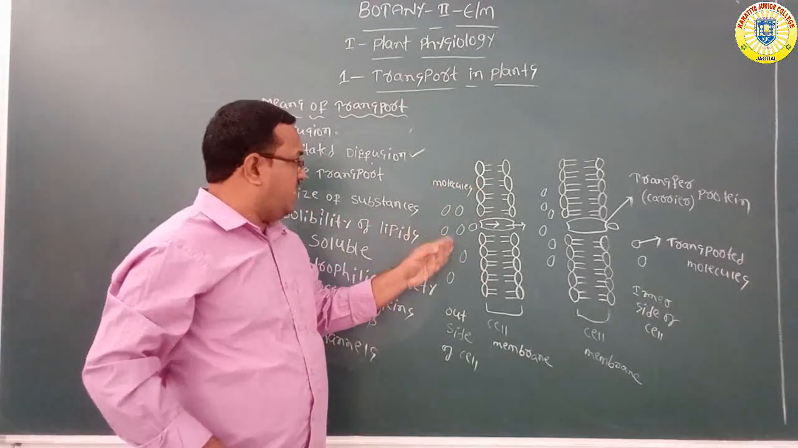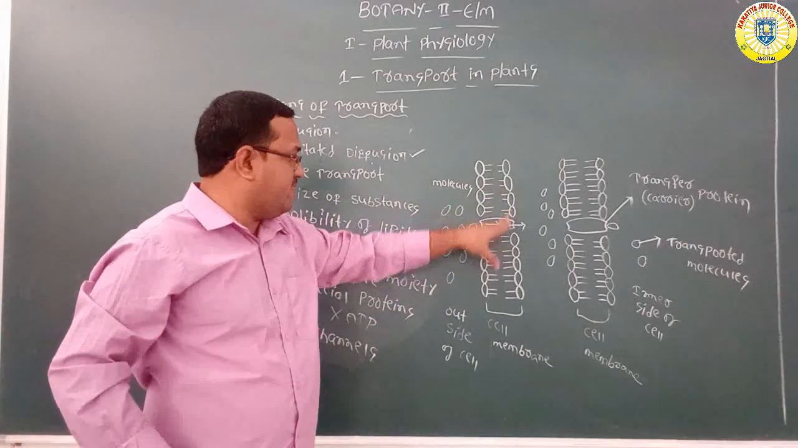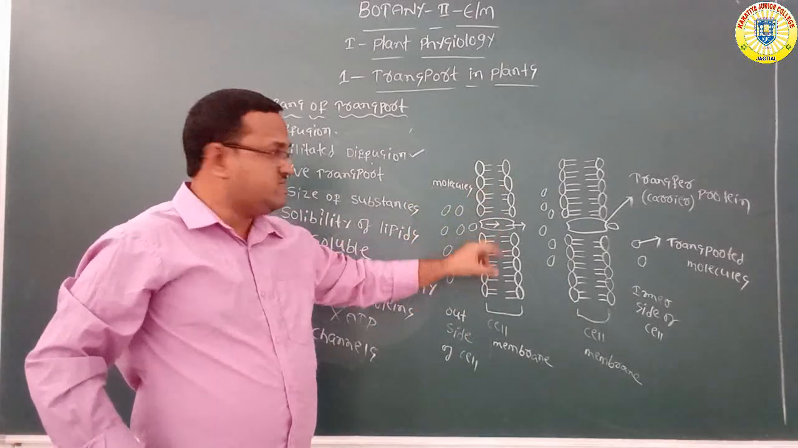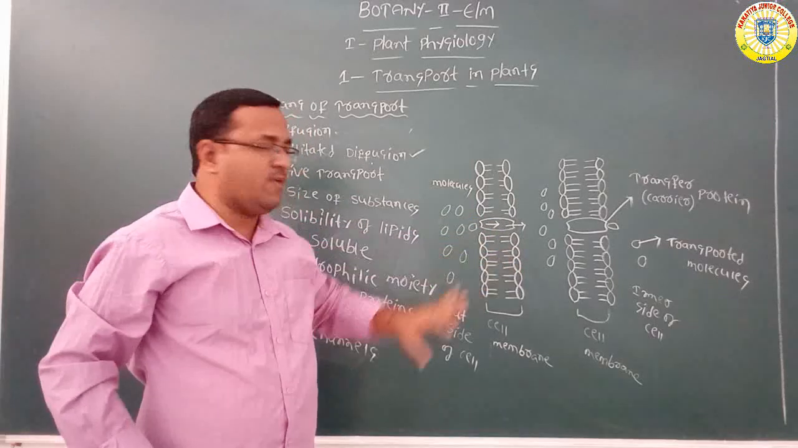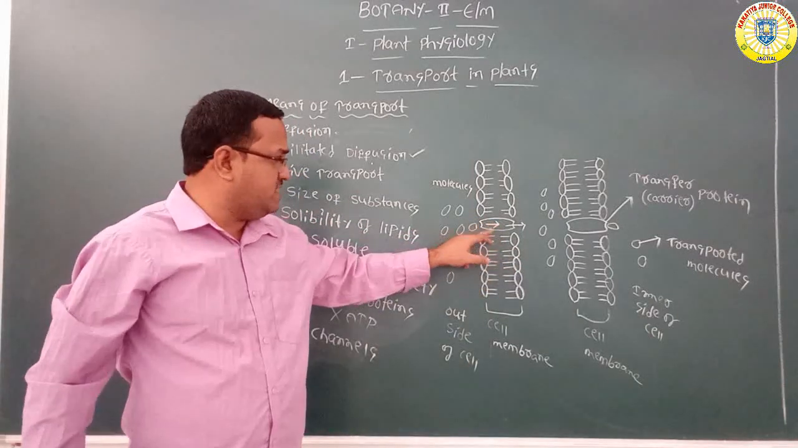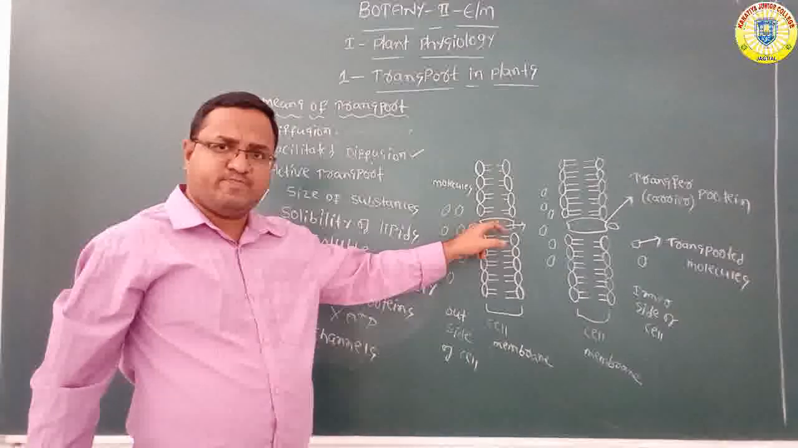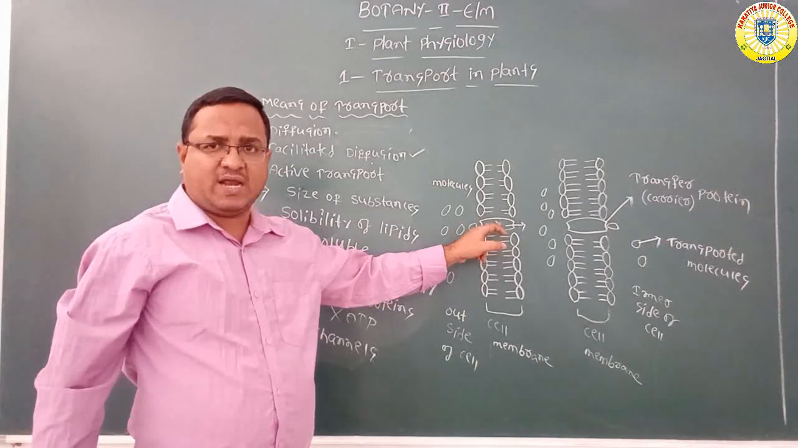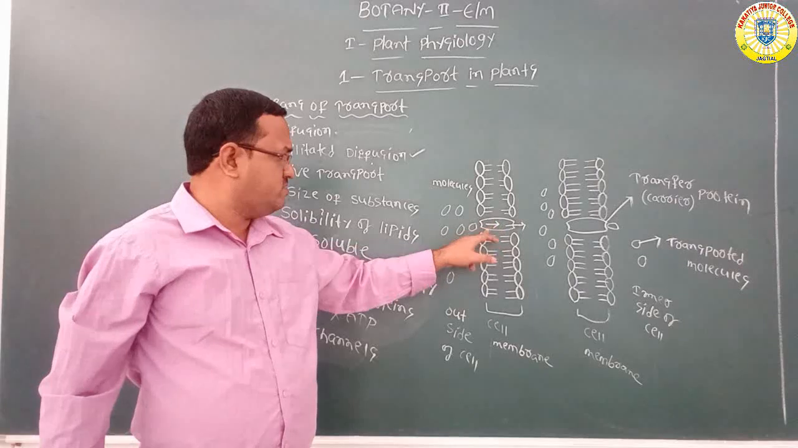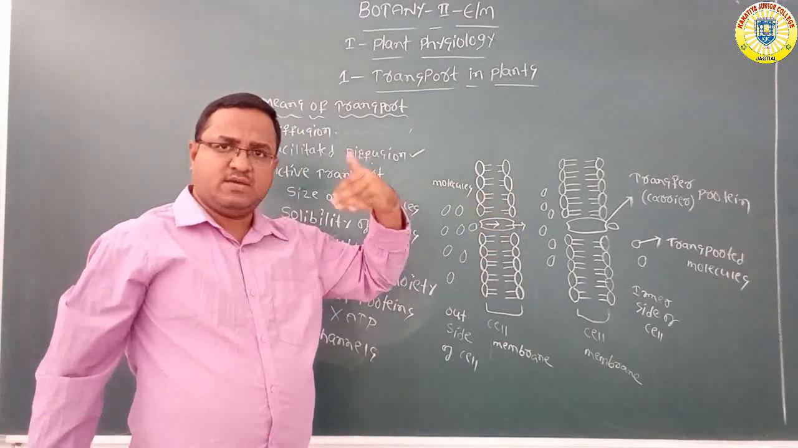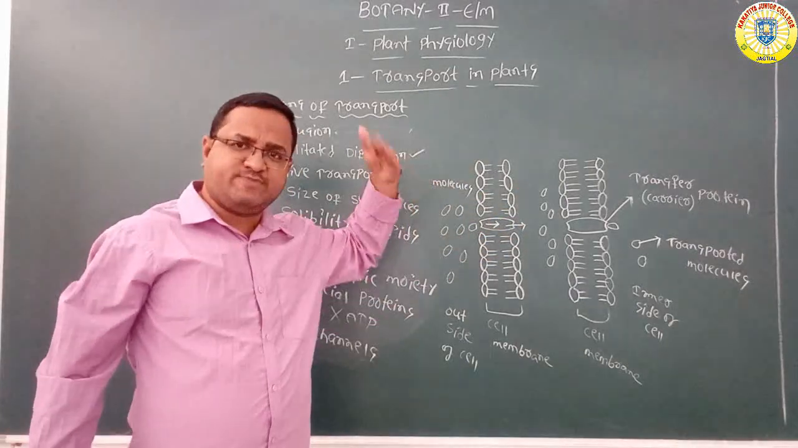So here molecules are there. This is the cell membrane, which is also called the plasma membrane. In the middle, a special protein is there. The special protein is called what? Transfer protein or carrier protein. Through this protein only, molecules are transported inside the cell.